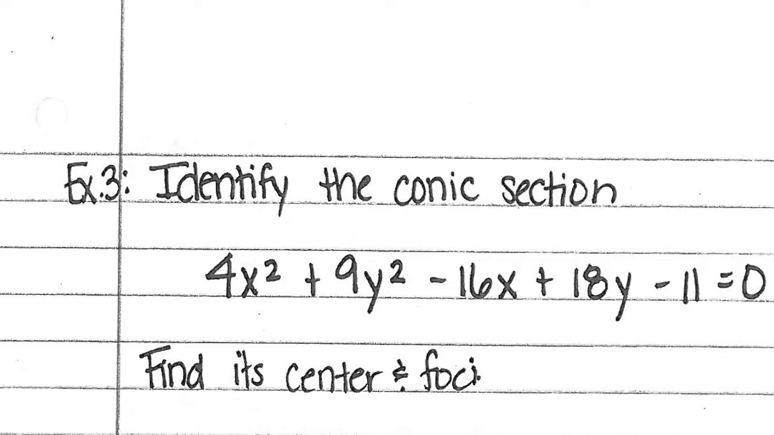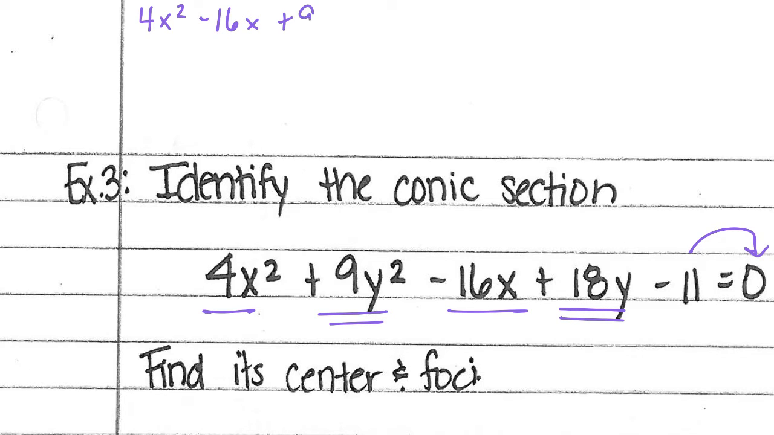On example 3, the first thing I'm going to do is put the x's together, the y's together, and get rid of the 11 by adding it over to the right side. So I'm going to work on top here. I have 4x squared minus 16x plus 9y squared plus 18y, and I'm going to bring the 11 over.